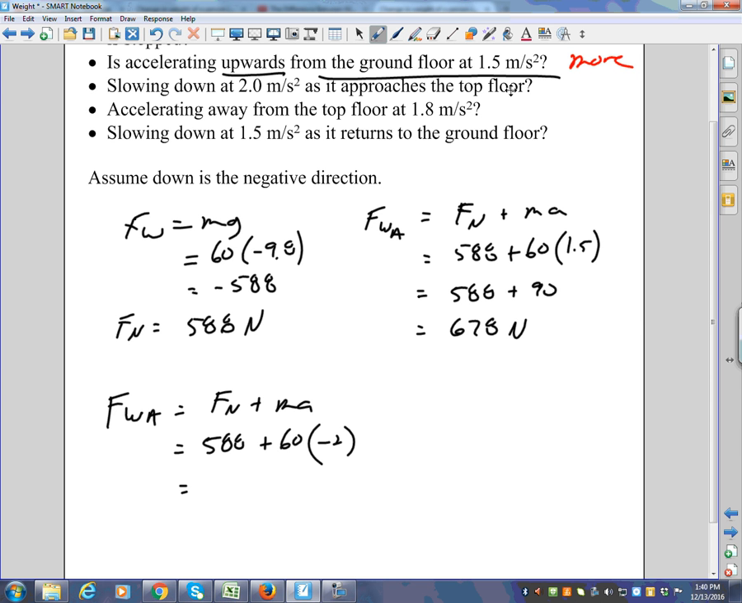Yeah. Well, let me get all these steps done, and then we'll answer that question. So that's 60 times -2. That's going to be minus 120. Remember, it has to be less. It has to be less. He weighs less. 468 newtons. Named after the cookie.